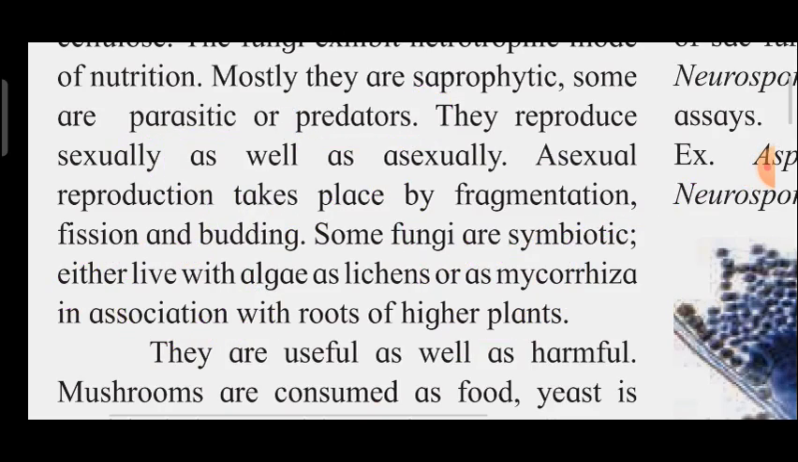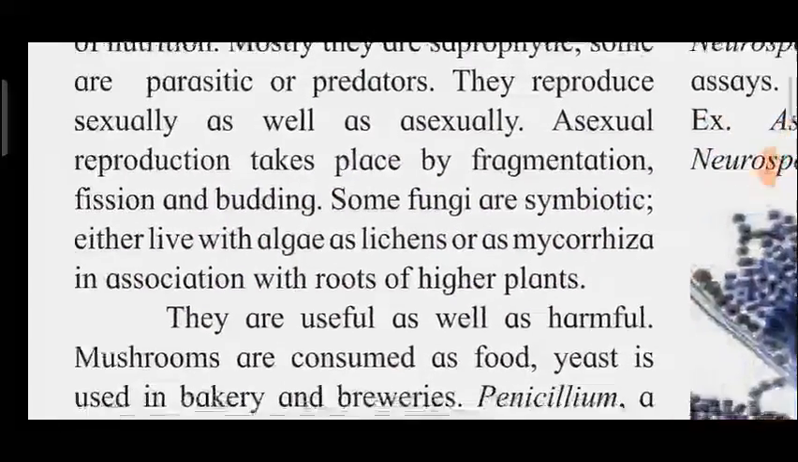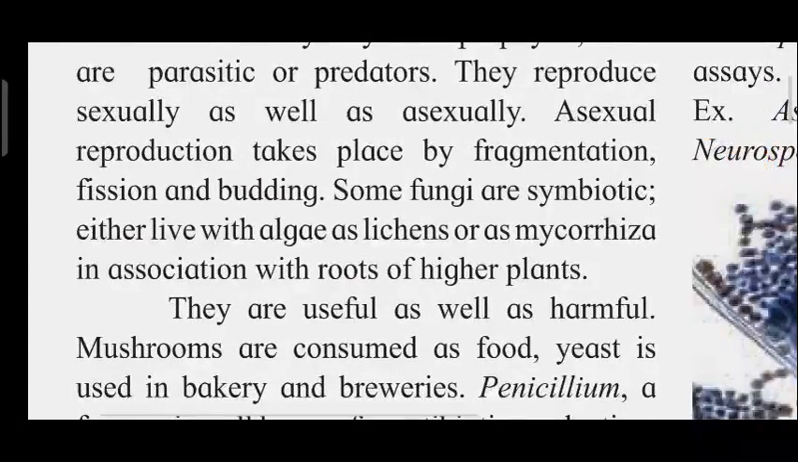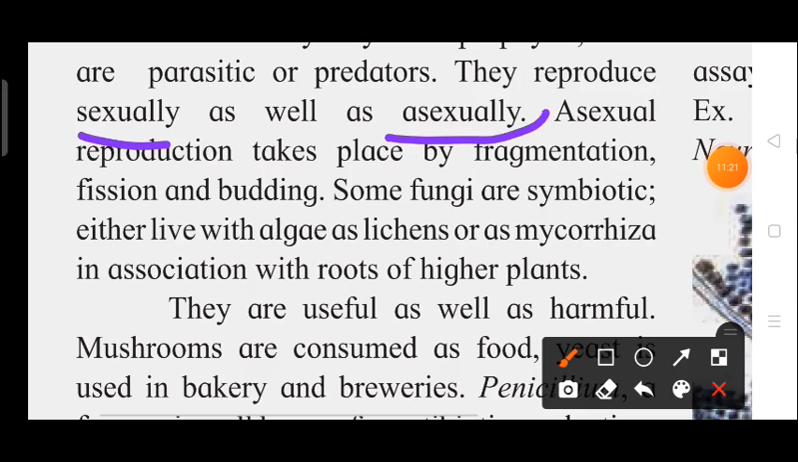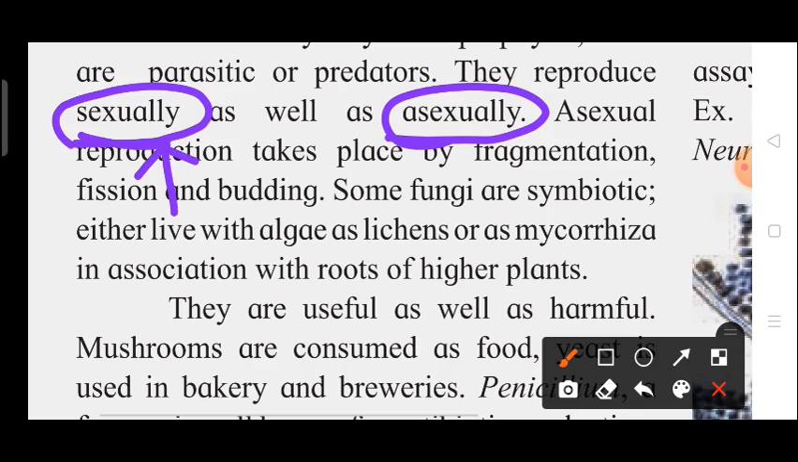Okay, they reproduce sexually as well as asexually. Both types of reproduction occur in these organisms. Sexual reproduction is where gametes are involved, male and female gametes. Asexual reproduction, like we have already studied in different organisms, includes budding and fission.